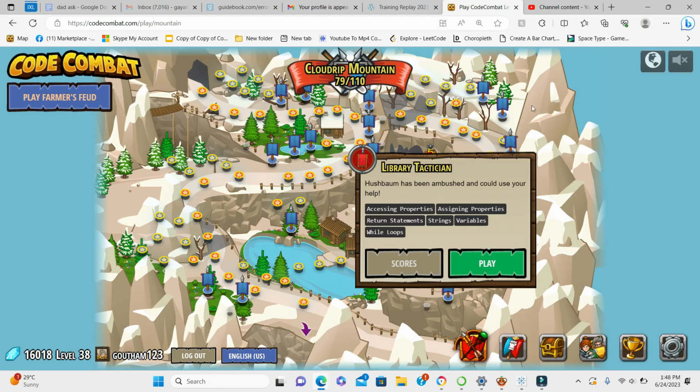And guys, today we will be doing the level Library Tactician. In this level, Hoshbomb has been ambushed and could use your help. So, without any further ado, we're going to be using accessing properties, assigning properties, returning statements, strings, variables, and while loop. So, let us dive in.